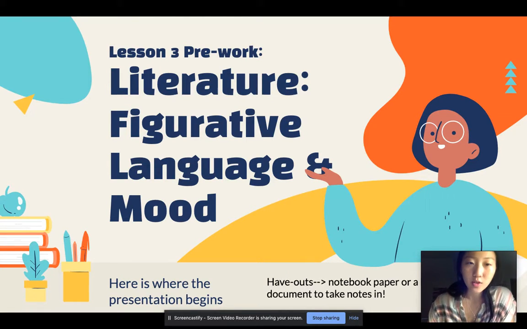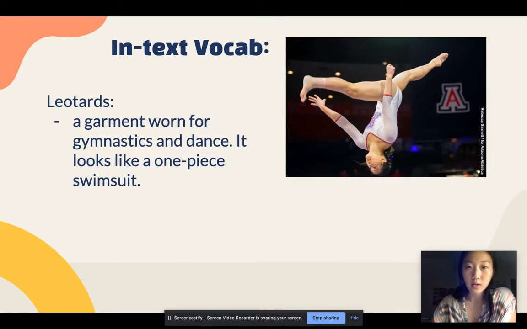Okay, so today we're in literature, and we're talking about figurative language and mood, okay? So first, some in-text vocab. So get your pen or your pencil. And our first in-text vocab is leotards. So we're going to write that down. First things first, always write your name. So write your full name and the date. I'm just going to write, what day is it? For me, it's a different day, but you guys are going to write whatever day that you work on this.